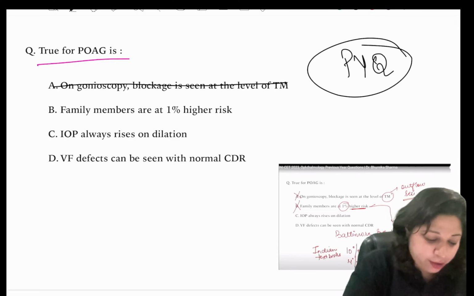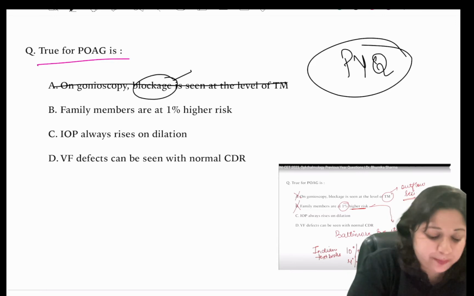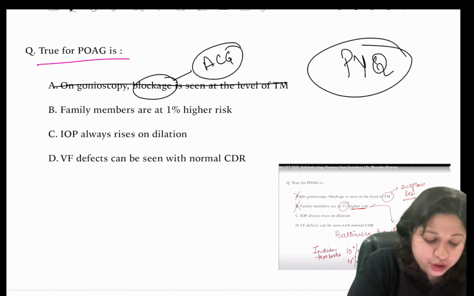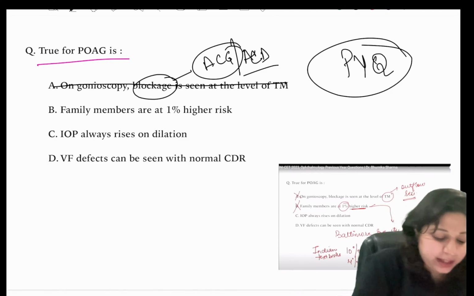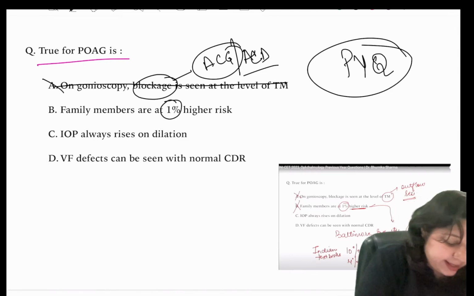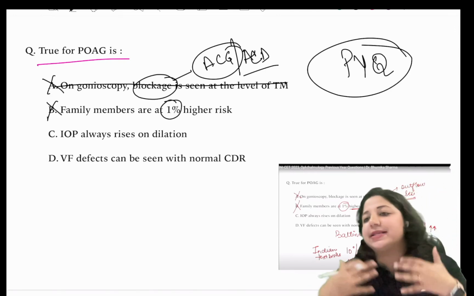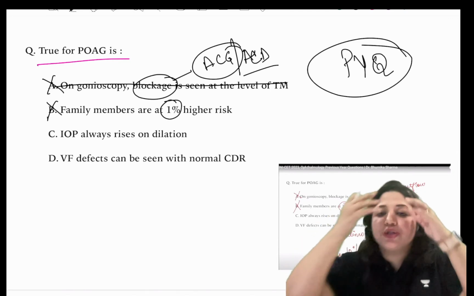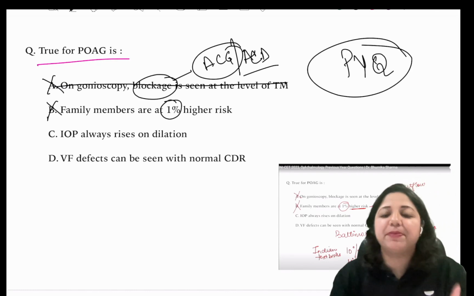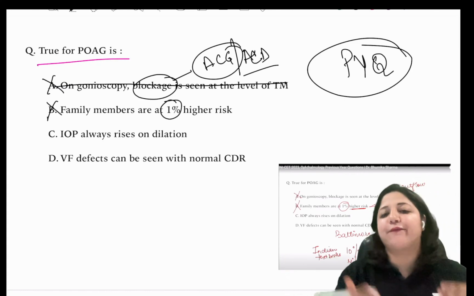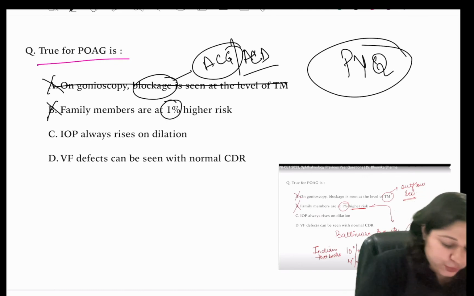No, this is wrong, because if there is a blockage, then it is not POAG, it is angle closure glaucoma, or what is called as angle closure disease. Then it says family members are at a 1% higher risk. This is also wrong, because we know it is higher than 1%. So what Baltimore says 3.7 fold, and what the Indian textbook says 10% in the siblings and 4% in the offsprings. So this is also wrong.